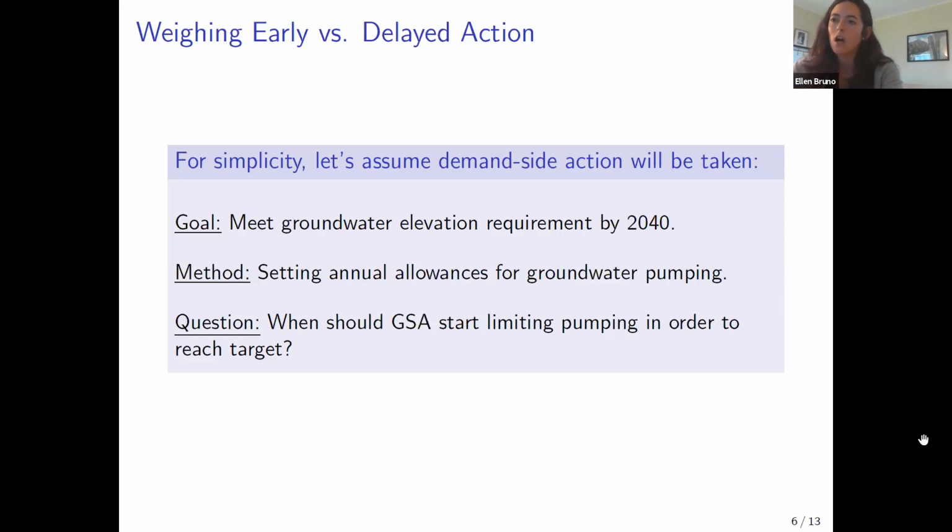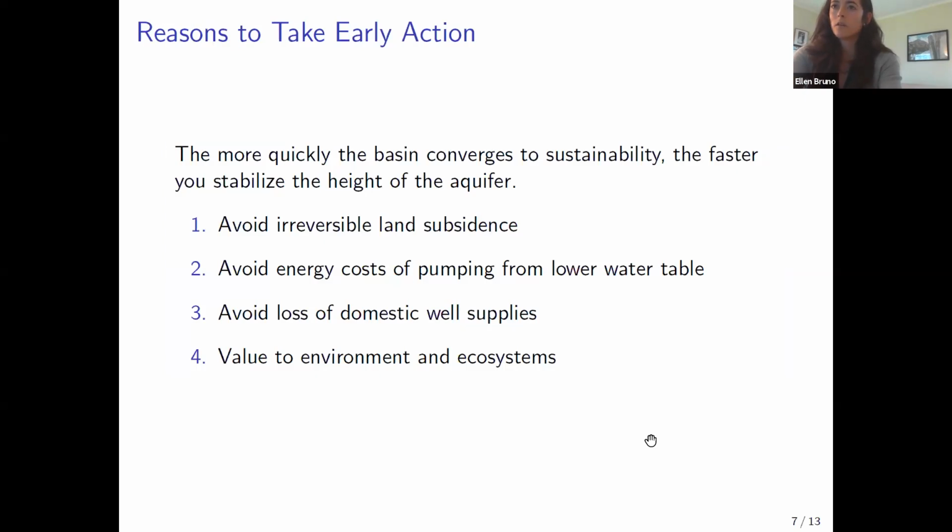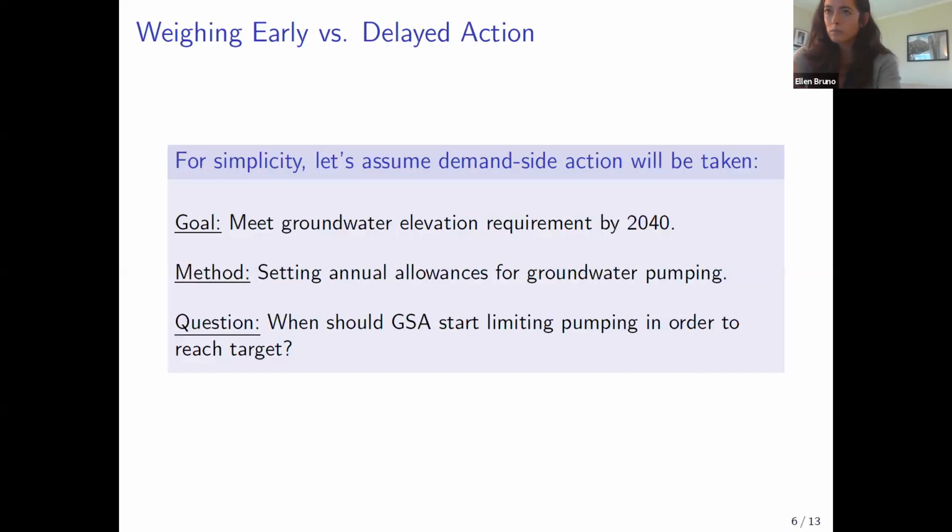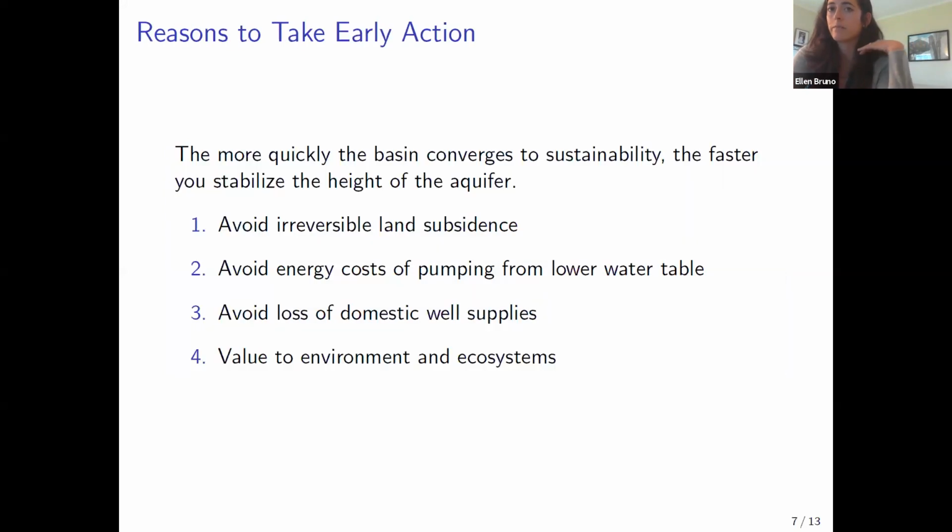What is the optimal timeline to roll out these groundwater allowances such that we can meet this goal of the groundwater elevation requirement while maximizing the well-being of everyone that depends on groundwater? So in order to do this, we want to think through what all the trade-offs are associated with this early versus delayed action decision.